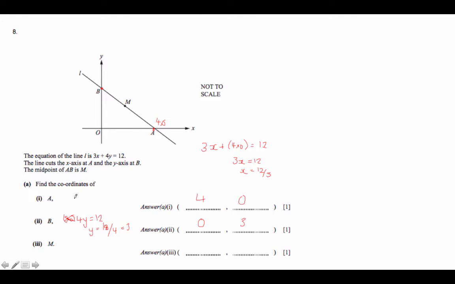How do you find M? M is the midpoint of AB. So if we look at these coordinates, the middle of 4 and 0 is going to be 2. The middle of 0 and 3, well, if you think about a number line, 0, 1, 2, 3, halfway is going to be halfway between 1 and 2, so you could write that as 1 and a half, or 1.5, or 3 divided by 2, same thing.